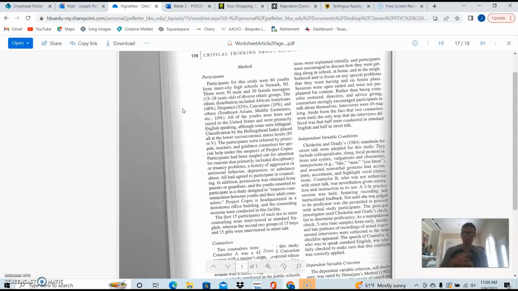And if we move our way through this, it talks a bit more about the population or the sample that was used. If you notice, they talk about the different, I keep pointing, I should use my cursor here. They talk about why these students were selected.